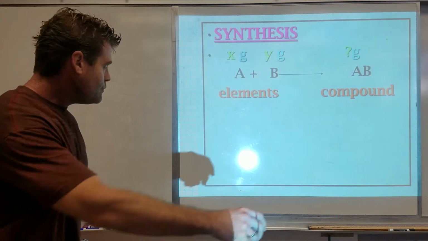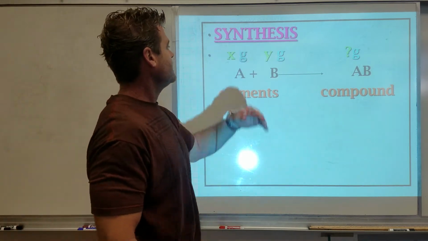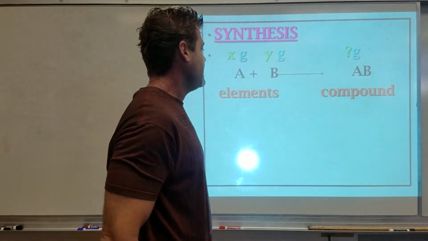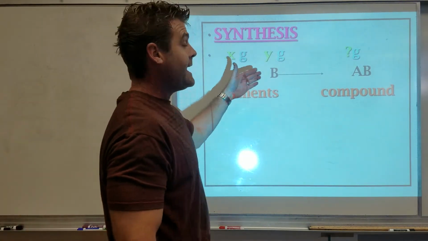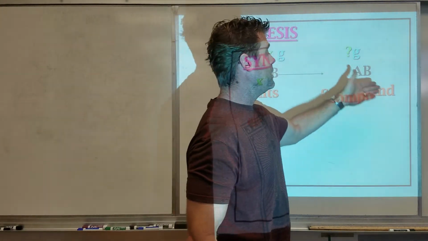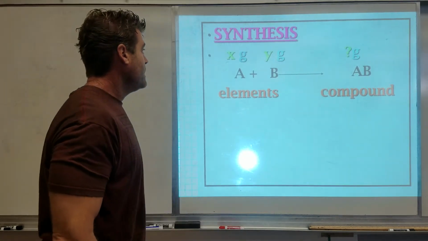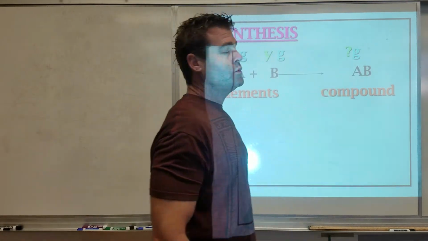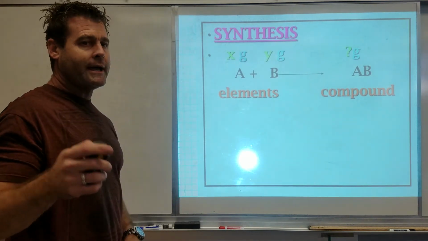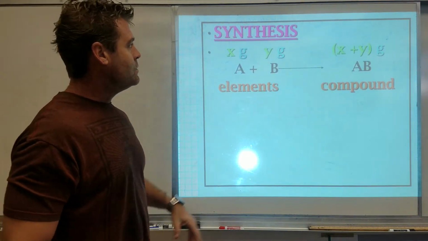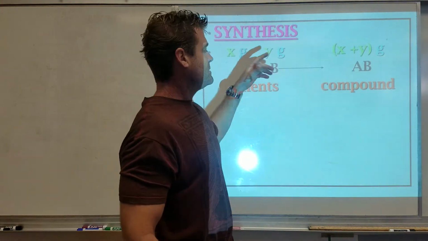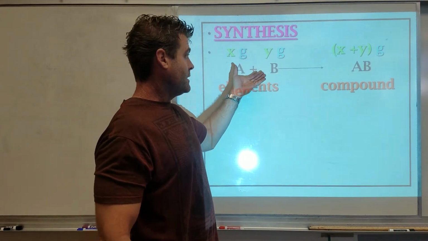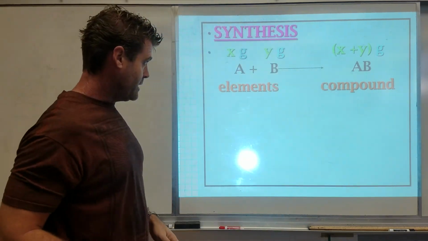All right. So here's an example of a synthesis reaction. You have A and B come together to form compound AB. Notice all the atoms that we start with are the atoms that we end with. So if we have X grams of A and Y grams of B, how much would compound AB weigh? Hopefully you would realize, wouldn't it be X plus Y? Wouldn't you just add those together because of the law of conservation of mass? Whatever you start with is whatever you end with. It's just a different arrangement.